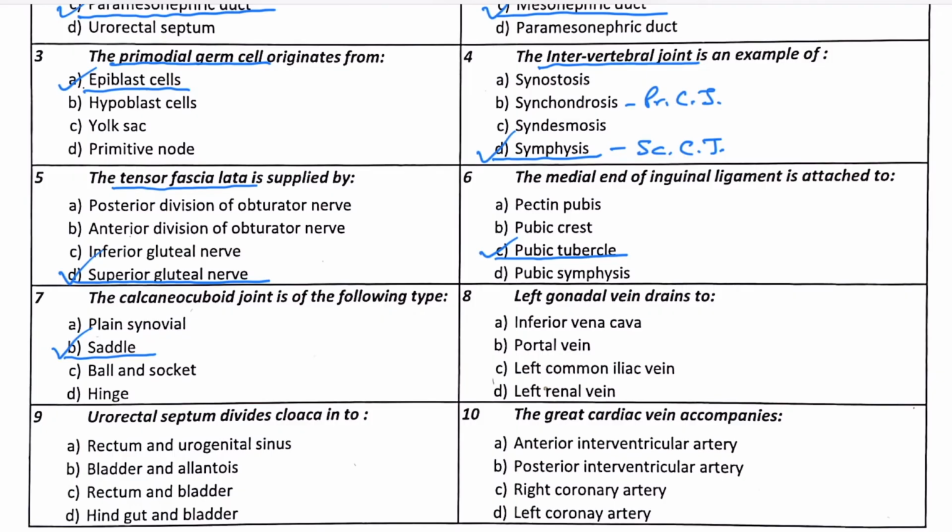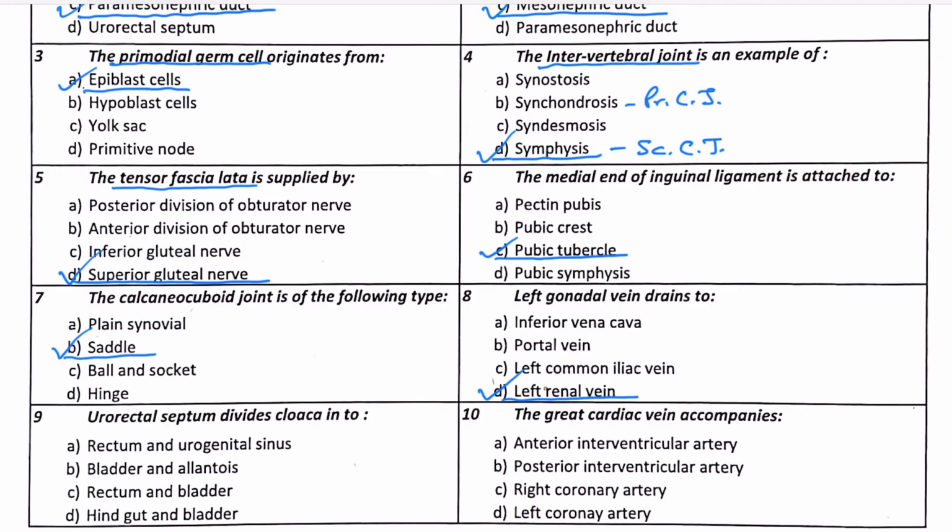Left gonadal vein drains into inferior vena cava, portal vein, left common iliac vein, left renal vein. So remember that the left gonadal vein means the left testicular and left ovarian vein. They drain into the left renal vein. And this communication of the left testicular vein into the left renal vein is nearly at 90 degrees. So that becomes a reason for left varicocele being common.